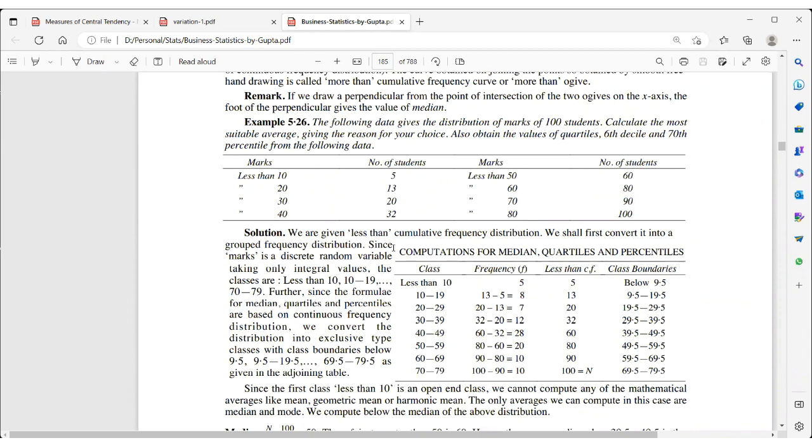In this example, the following data gives the distribution of marks of 100 students. Calculate the most suitable average, giving the reason for your choice, and also obtain the... yes, it will be a bit complicated. I'll tell you a simple one.